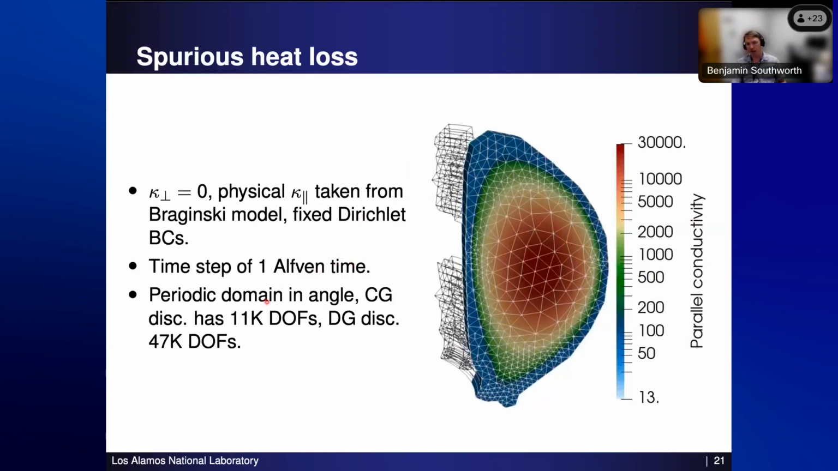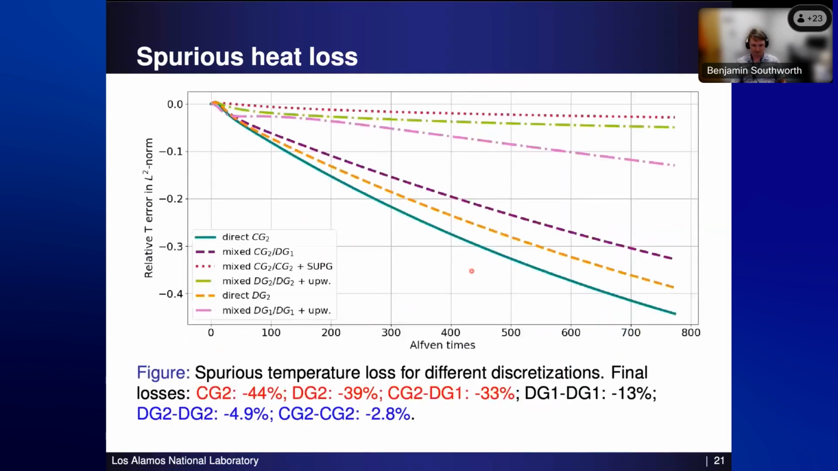And so we have periodic in angle, so it goes around a circle, and then we have a CG discretization and DG discretization. And so what we get is that the spurious temperature loss for different discretizations can be quite significant. So on the x-axis, we have Alfvén times, and we compared all of our different discretizations with the relative norm of T. So this is the total temperature integrated over the domain in an L2 norm.